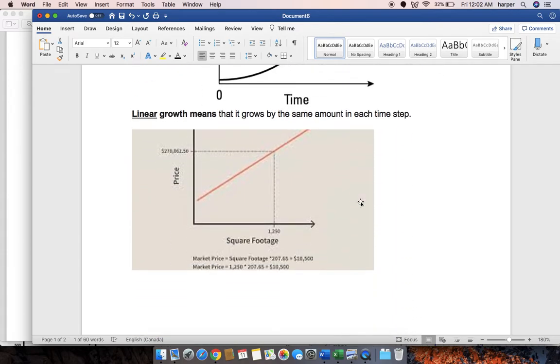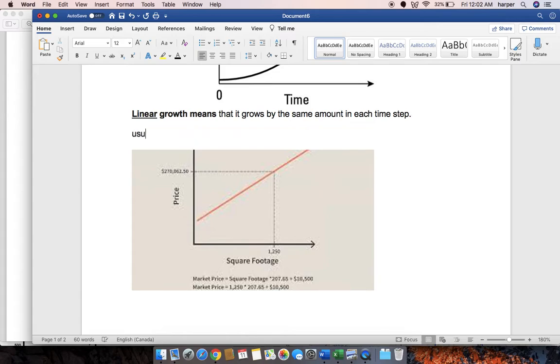The next type of growth we're going to look at is linear. Again, this can be positive or negative. Linear growth means that it grows by the same amount in each step, so the same amount is increasing or the same amount is decreasing. Usually it's a positive or negative number that is being added or subtracted.